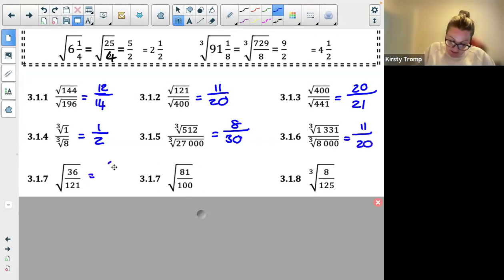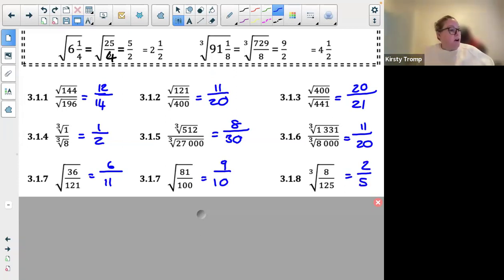All right, actually, I might be able to do the rest for you. 6 over 11, 9 over 10. And my last one here, I'm going to have 2 over 5. Okay, grade 8s, if you want to take a screenshot so that you've got all the answers down, there they are for tonight. There are my square roots and my cube roots of those questions.